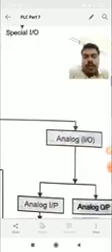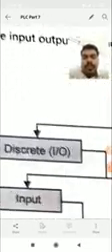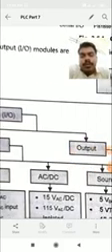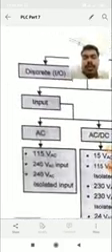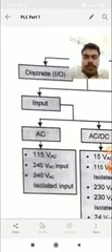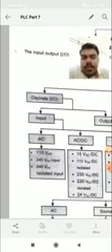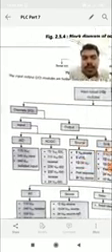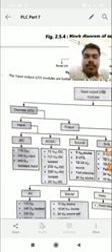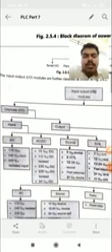Okay, so input output modules are mainly two types, right? Discrete input output and analog input output, right? So discrete means digital form. Discrete input outputs are divided into two types: input and output, right? So inputs can be taken in 4 ways, right? AC, completely AC or DC, source type, and sink type.